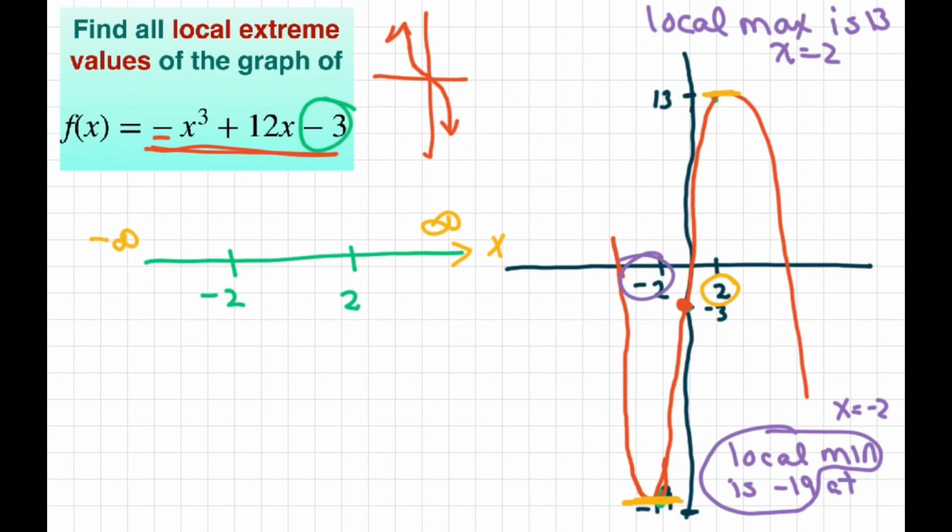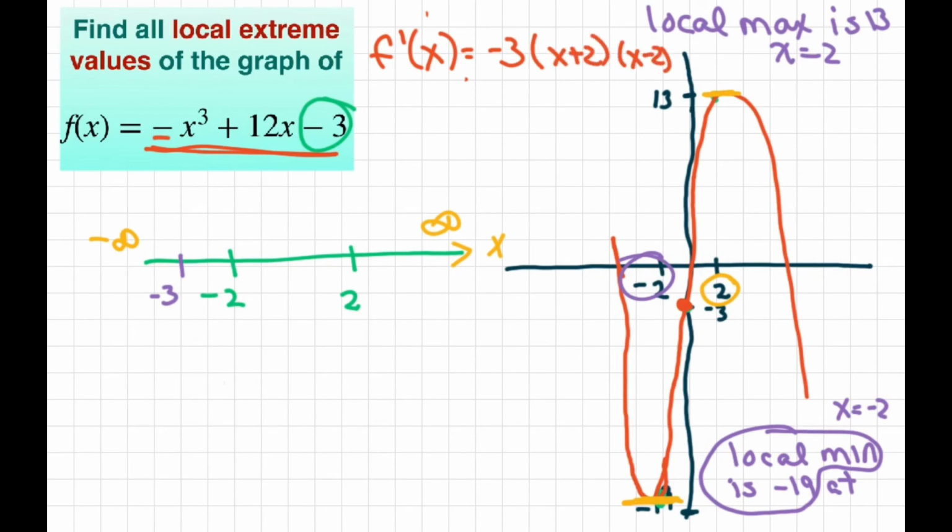So if you pick a point, say negative 3, and let's substitute it into our derivative. So f prime of x is negative 3 times x plus 2 times x minus 2. So if I substitute in a negative 3, down here, we don't care, this is going to be negative, negative, and negative. 3 negatives make a negative. So this interval here is going to be negative.